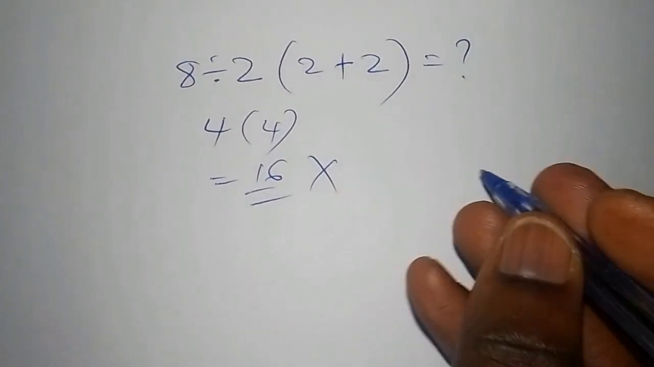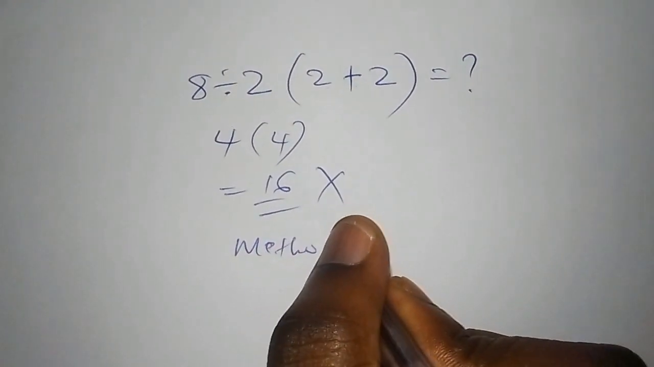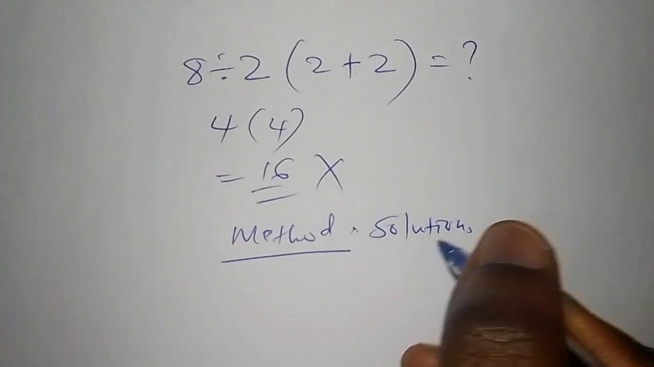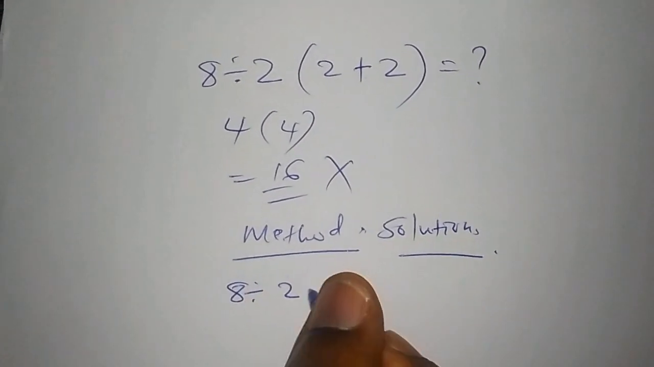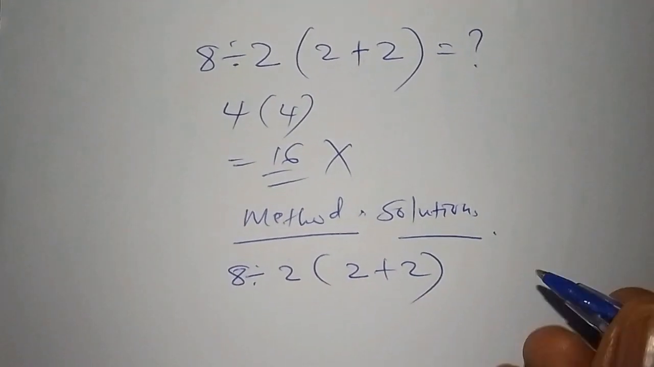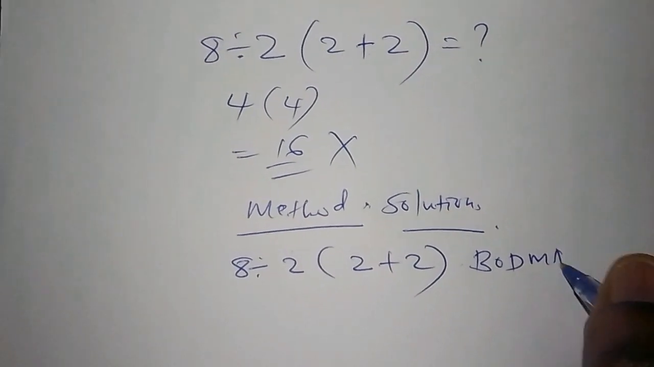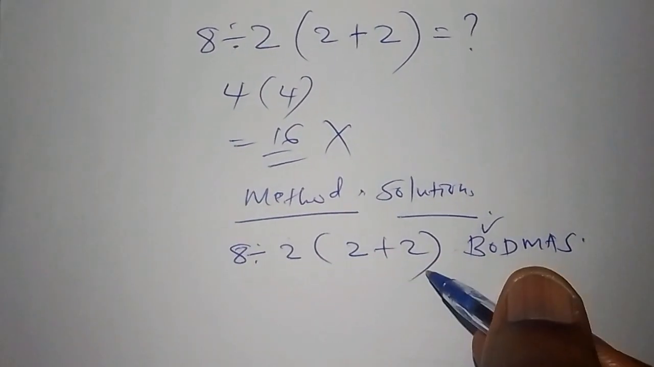So this one is the right method that you're supposed to use. So let's move with the method and talk of solution. How do we work out this problem? We have 8 divided by 2 into bracket 2 add 2. The first step is to follow our BODMAS, which says that B stands for the bracket. So we work out the bracket first.